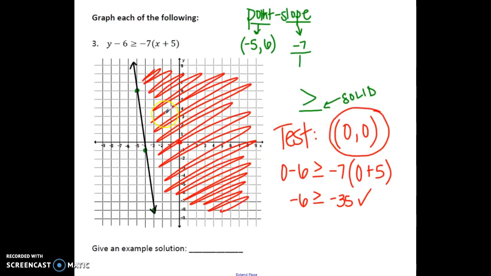If it hadn't worked, then we would just be shading on the other side of the line. So as an example of a solution, you could write 0, 0, or you could write down any point over here on the right side of the line.